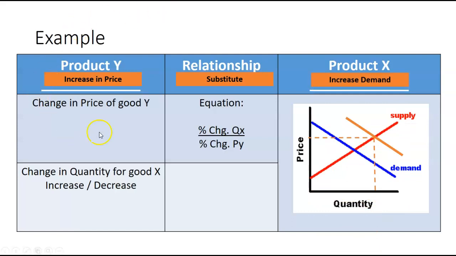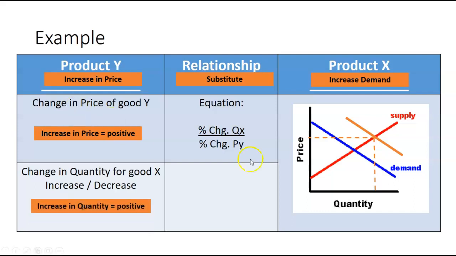So down here I have the change of price of good Y, that increased, and so if you plug into the equation percent change, that'll be a positive number. And then down below the change of quantity for good X, again that was a positive, we were at this quantity over here, now we're further to the right, so it's an increase in quantity, so it's another positive number. So the equation again is percent change in quantity of X, that was positive, over percent change in price of Y, which again was positive.